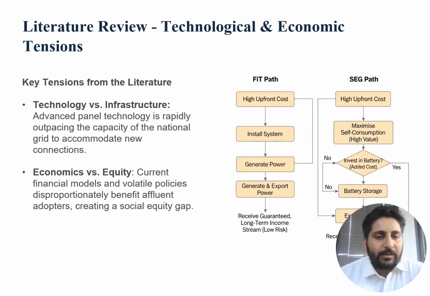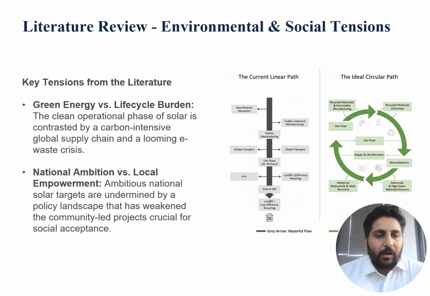The second tension is between economics and equity. The analysis of policy shown on the right reveals that the current economic landscape makes it much easier for rich households and large businesses to benefit from solar, which raises some important questions about fairness and social justice. The literature revealed two further tensions.